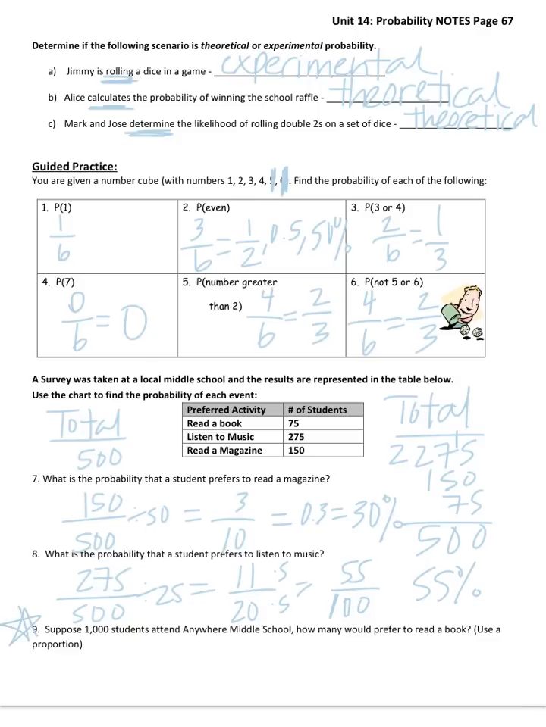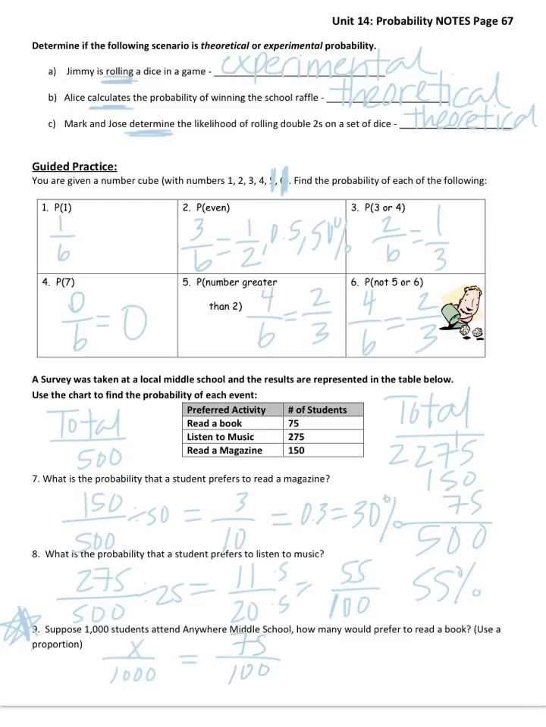Let's start number 9, another hint for you. Okay, so let's set up a proportion. Suppose 1,000 students attend another middle school. How many would prefer to read a book? So we'll put x over 1,000. So we'll go back to this middle school up here. So 75 out of 500 preferred reading a book there.